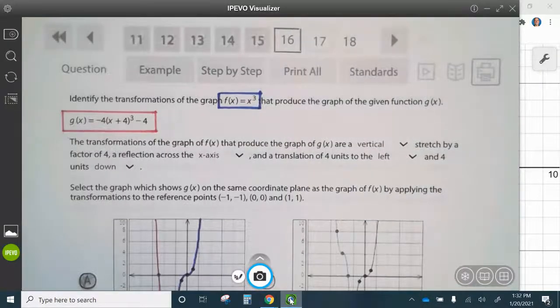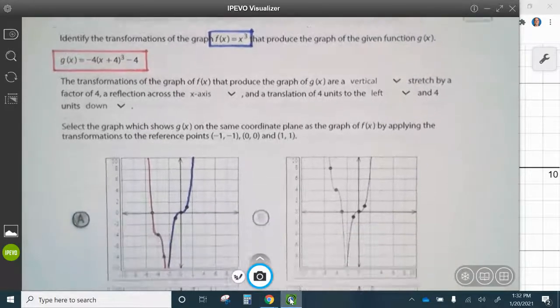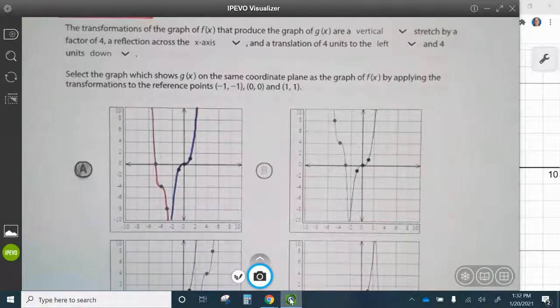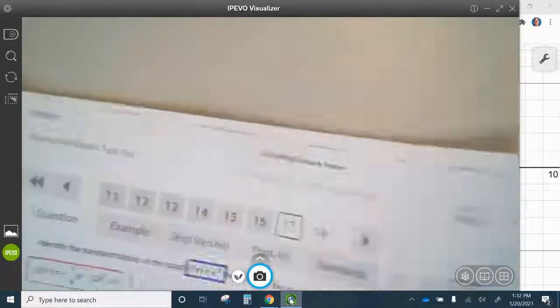And we can say the transformations of the graph of f of x that produce the graph of g of x are a vertical stretch by a factor of 4, a reflection across the x-axis, and a translation of 4 units to the left and 4 units down. And we can see that it matches graph A. All right, let's take a look at question 17.